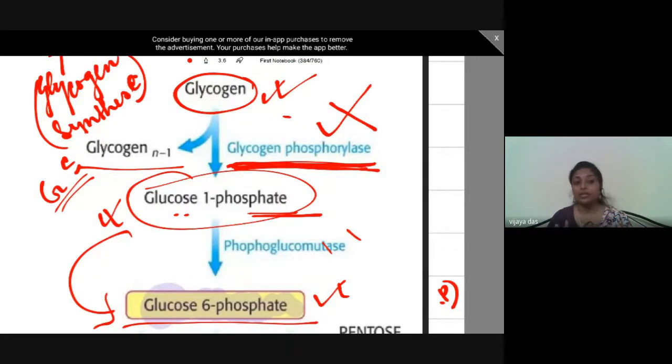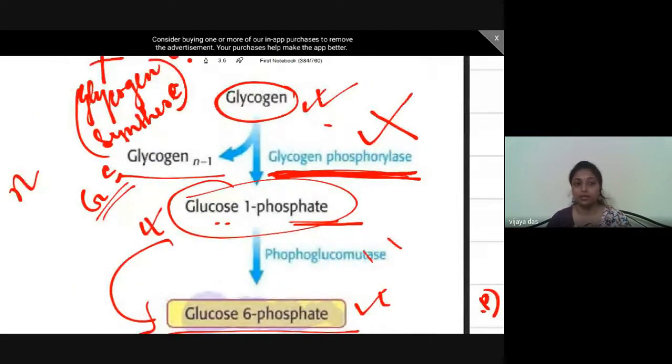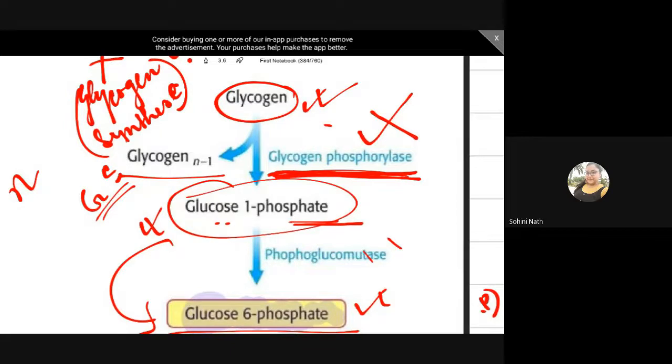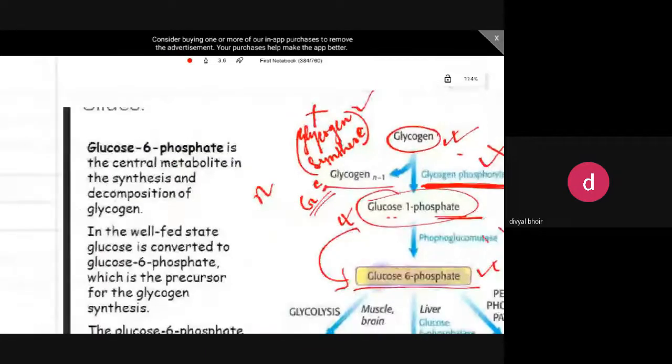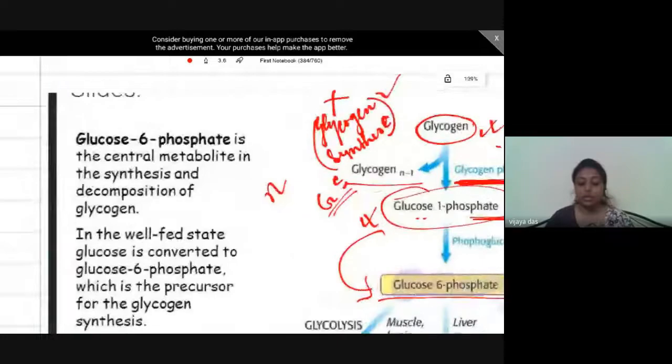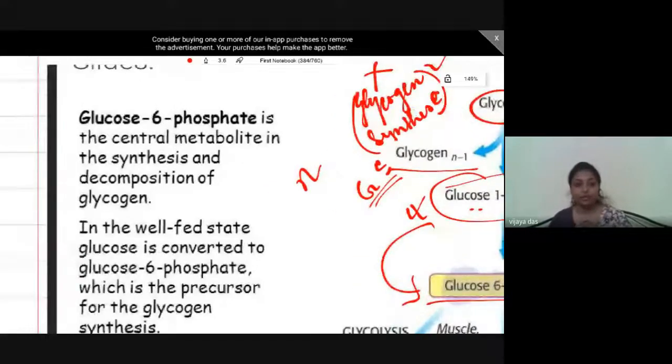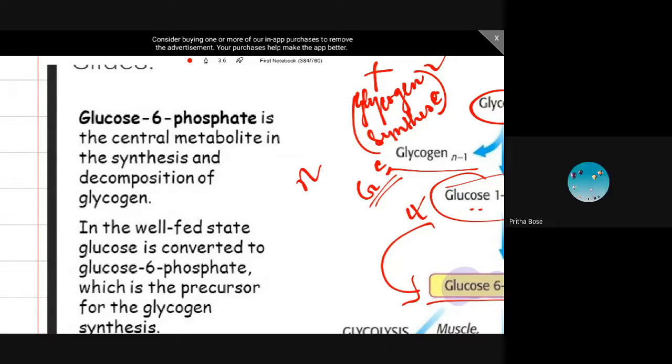Just tell me, do we understand the two enzymes? Yes, ma'am. Now the question is when these processes are going to happen. Say, for example, a person is starving, or a person is doing excessive exercise. What do you think is the process that must occur in the body, glycogenesis or glycogenolysis? Will glycogen synthesis happen or glycogen breakdown happen if a person is starving or doing exercise? Glycogen breakdown.